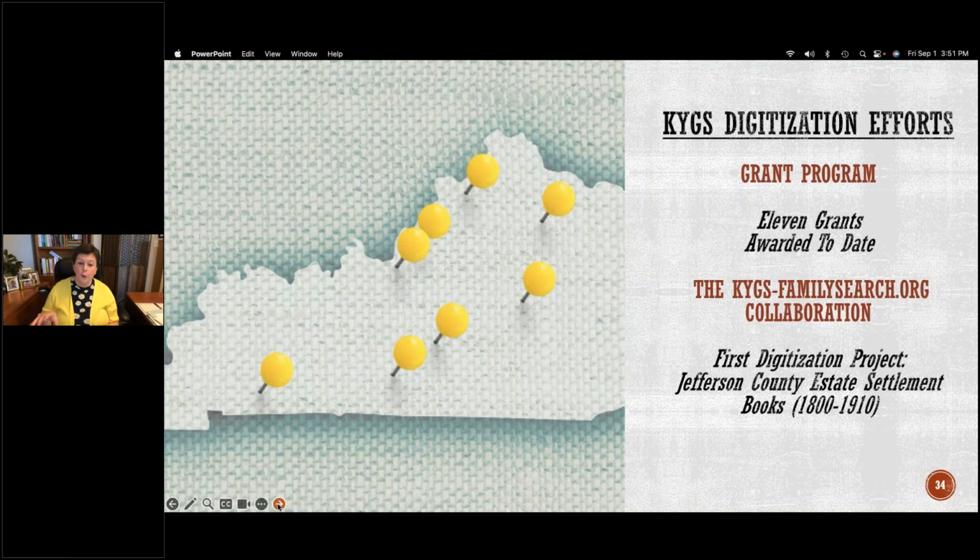At this point, I'd like to mention two programs sponsored by the Kentucky Genealogical Society to promote the digitization of genealogically significant Kentucky records: the grant program and the KYGS FamilySearch collaboration. The Society offers money grants to Kentucky's public libraries and genealogical and historical societies for the digitization of such records, a program that was initiated in 2019. To date, we have awarded grants to 11 organizations to digitize records, including 19th century newspapers, school ledgers and orphan records, guardianships and apprenticeships, and local genealogists' personal collections.